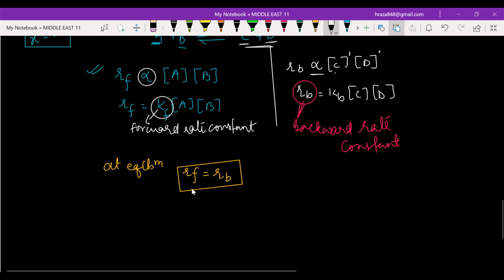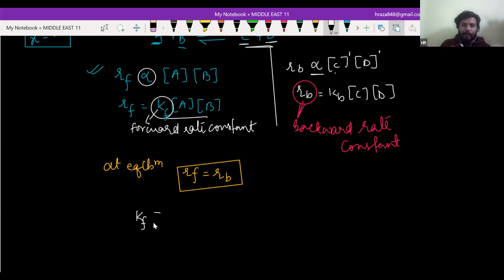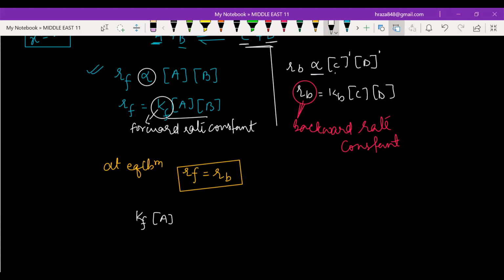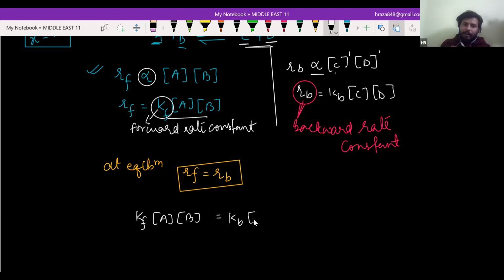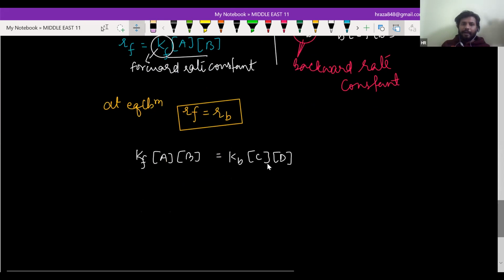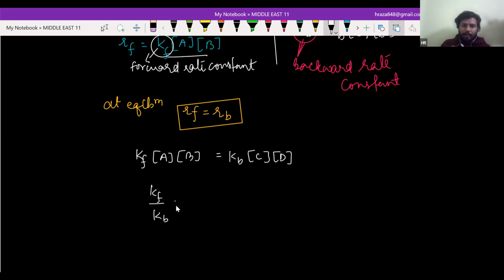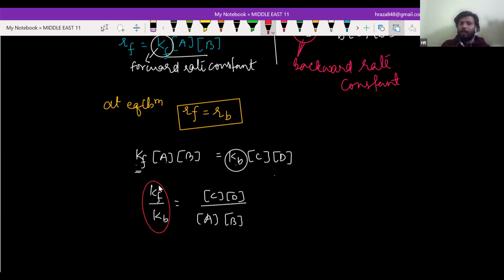Very good. So I'm going to put these values: KF into A into B will be equal to KB into C into D. Again, I just solve it, and it is easy to understand that KF upon KB is equal to C D upon A B. I just took KB from here to the denominator of KF, and AB to the denominator of CD, and this is important. This KF, forward rate constant upon backward rate constant, is known as the equilibrium constant.